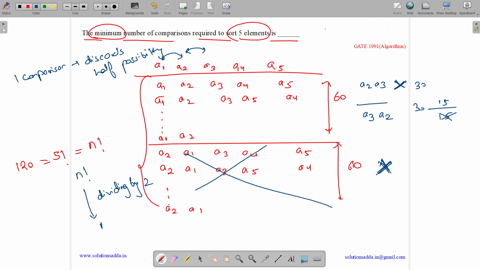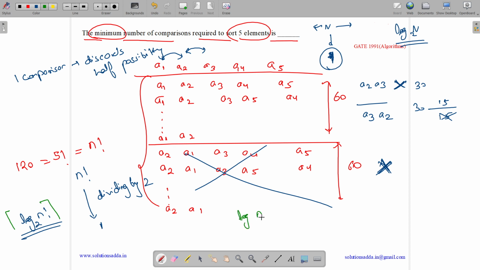So if we have n items and we reduce them to 1 item by dividing by 2, then the number of steps equals log n base 2. Here in this case, the number of steps would be log n factorial base 2. And these are comparisons, so we will have an upper bound. So our answer is the ceiling of log n factorial base 2.